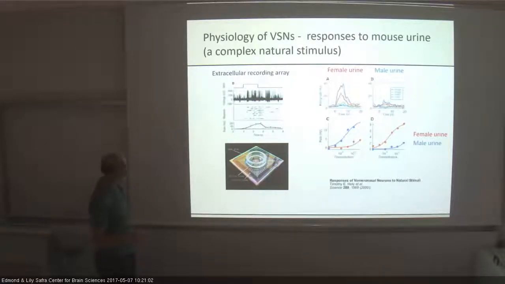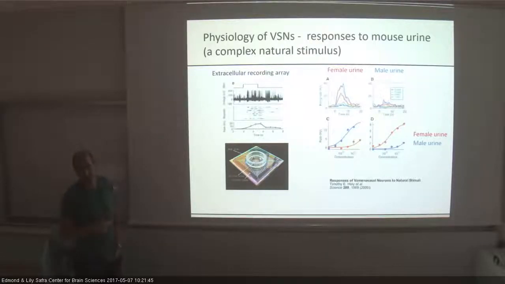This is just one of the first studies showing a systematic presentation of, in this case, urine stimuli, female urine and male urine, and showing that there are neurons that respond in a concentration-dependent manner to the male and female urine stimuli. So this was an initial demonstration of the physiology of the system, and it also corresponds to our understanding of the system as related to social interactions, because urine, as you probably know, is a very important source of information from one animal to another. There's a lot of information about the sex and the species and the strain of the mouse and so on.